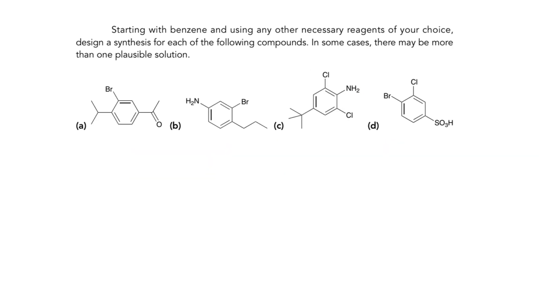Starting with benzene and using any other reagents, design a synthesis for each of the following compounds. Notice that each of these compounds has at least 3 substituents, right? This one has 4, but notice 2 of them are the same. Try to give these a shot using the logic that I used in the previous problem, the one I just did, to help you out with these, okay?